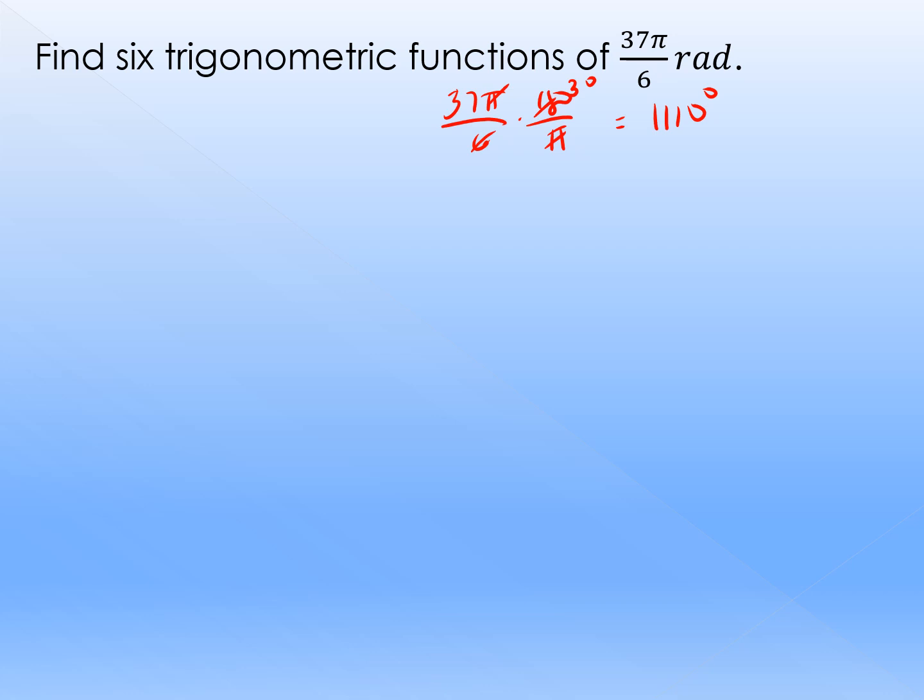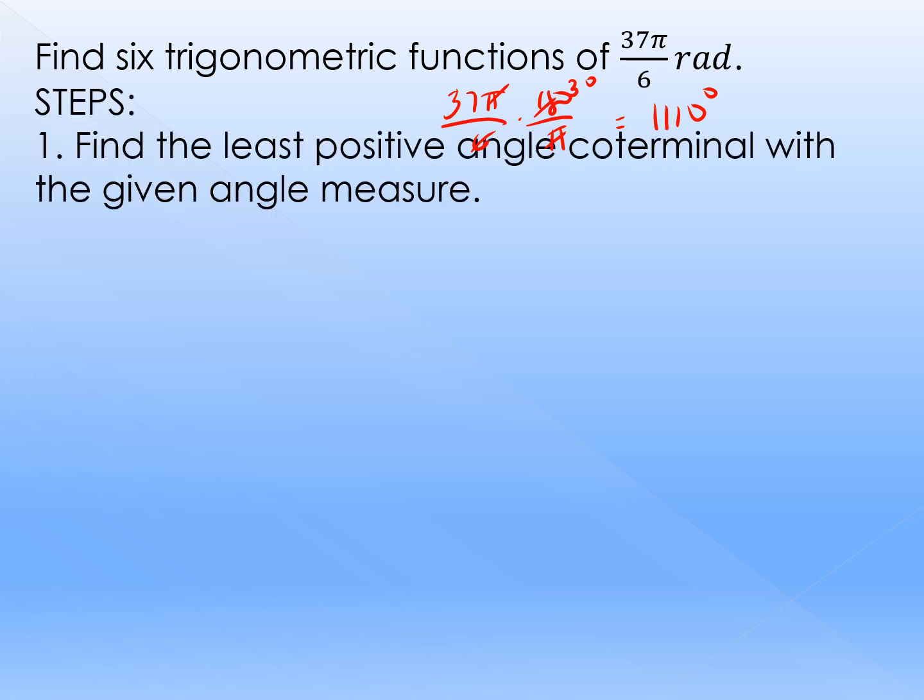So let's now proceed with the steps. We're going to find the least positive angle coterminal with 1,110 degrees. To find the least positive angle coterminal with 1,110 degrees, we're going to apply theta minus 360k. To find k, we're going to divide 1110 by 360. 1110 divided by 360 is equal to 3.08. So therefore, k is equal to 3.